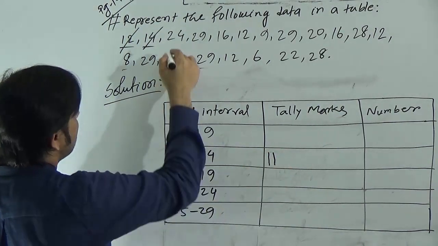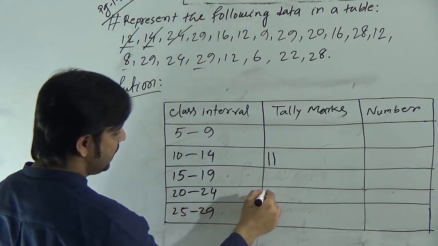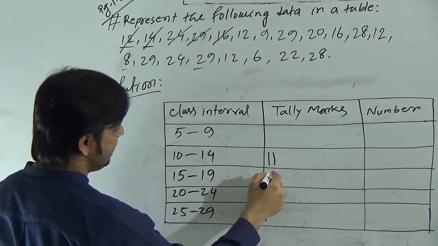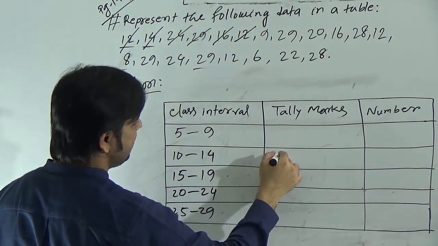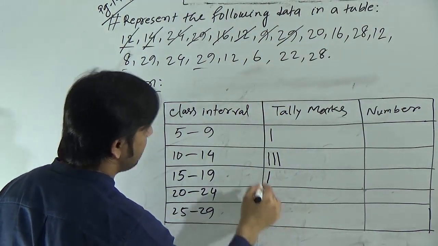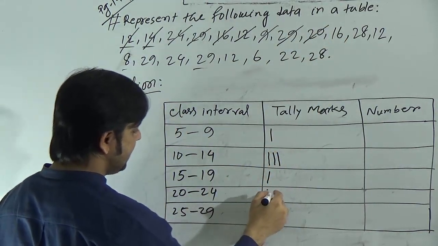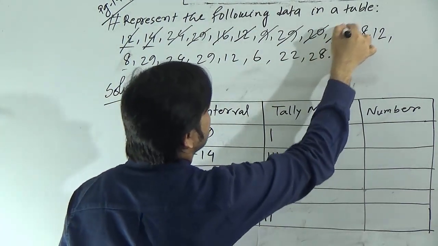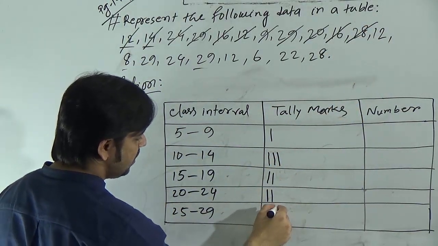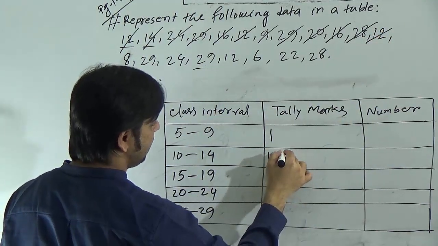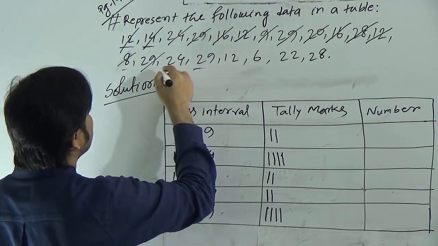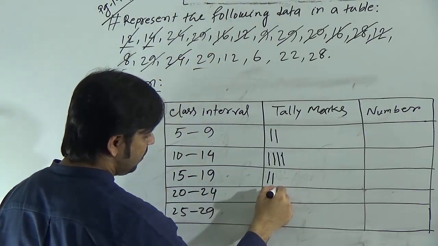In the same class. Second class, 24. Where is 24? 24 is in this class. 29. 29 is in the last class. 16. Where is 16? 16 is in the third class. Now 12. 12 again in the second class. 9. 9 is in the first class. 29. 29 is in the last class. 20. Where is 20? 20 is in the fourth class. 16. 16 is in the third class. 28. 28 is in the last class. 12. 12 is in the second class. 8. 8 is in the first class. 29. 29 is in the last class. Now 24. 24 is in the fourth class.